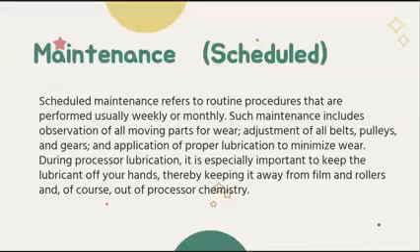Such maintenance includes observation of all moving parts for wear or damage. So you have to check if the transport tracks are okay, if they are peeling already, or if the guide shoes have cuts, okay, adjustment of all belts, pulleys, and gears, and application of proper lubrication to minimize wear. Okay, so proper lubrication is needed for the swift moving or propelling of the film, no? Not only through the lubrication of your rollers. Okay, lubrication of rollers, lubrication of the gears, lubrication of your pulleys and belts.